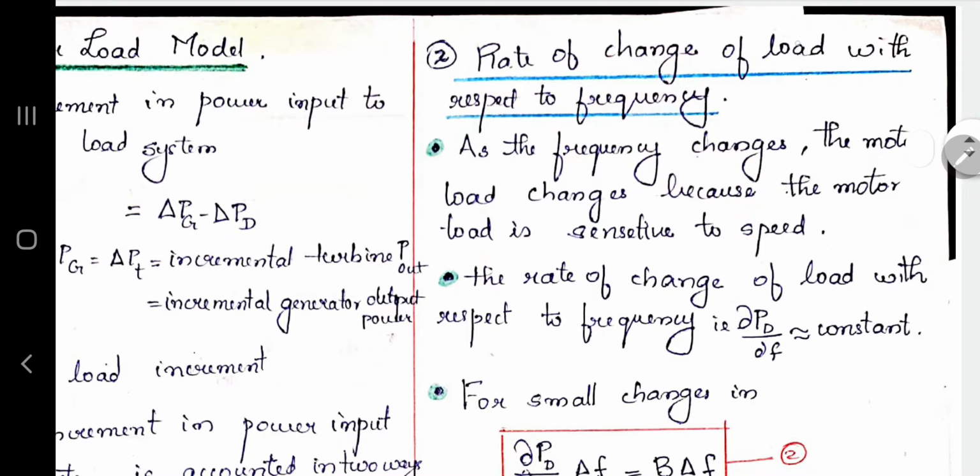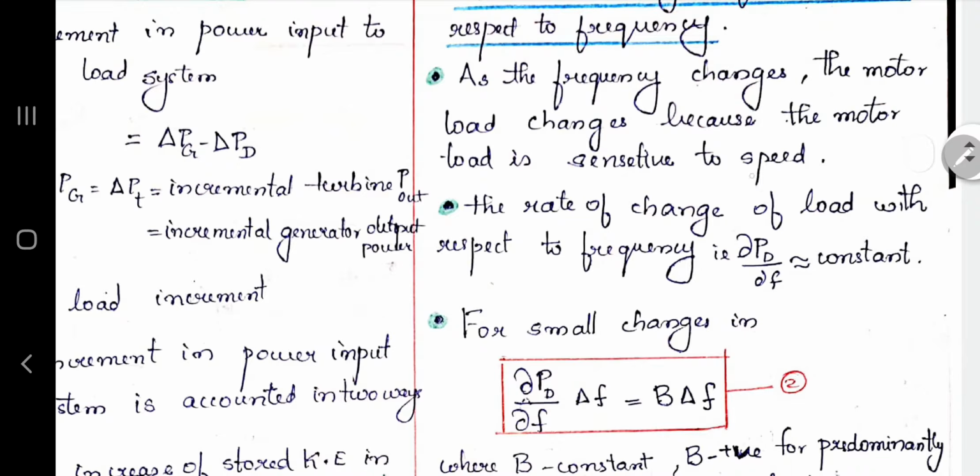Now the second one is the change in load demand with respect to frequency. As the frequency changes, the load will also change, because it is very sensitive to speed. Speed means frequency itself. The change in frequency will be the same as the change in speed. So the motor load is normally sensitive to speed, so there will surely be a change, and this is actually a proportional change. If speed increases, then the load will also increase.